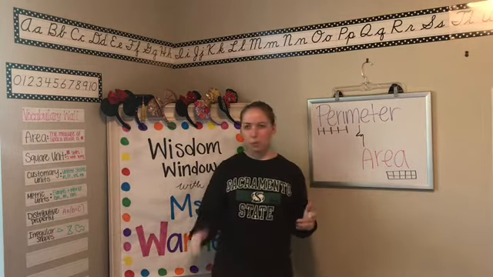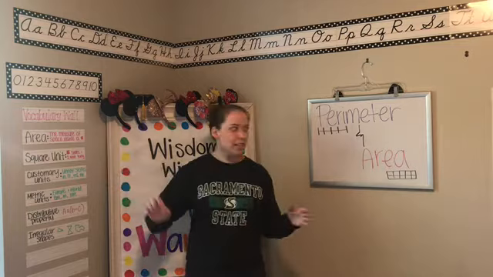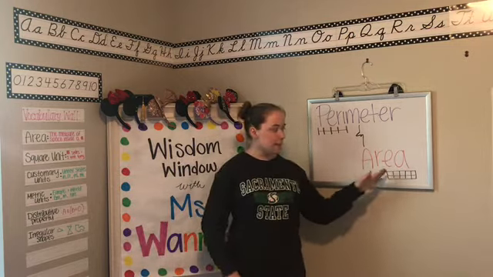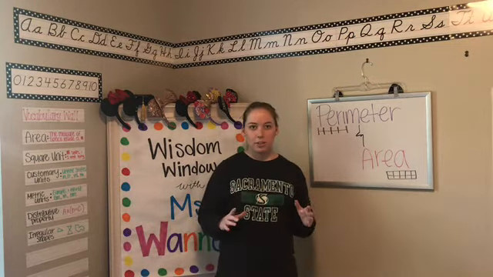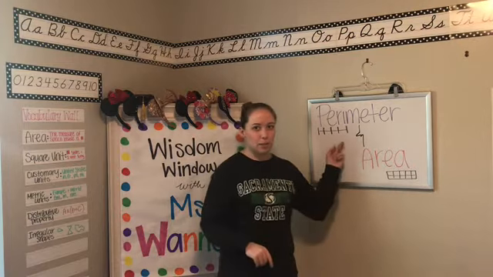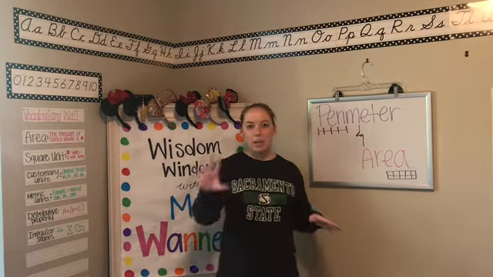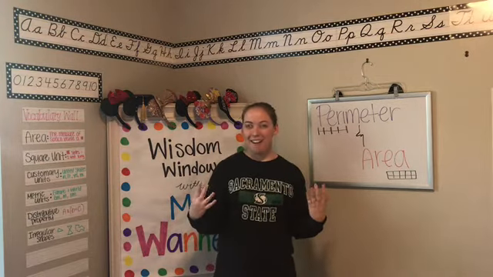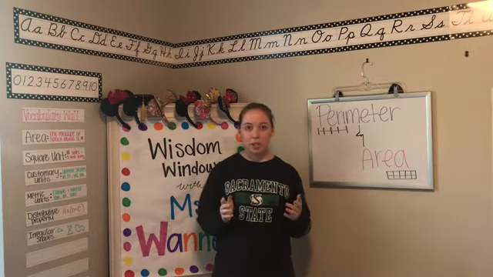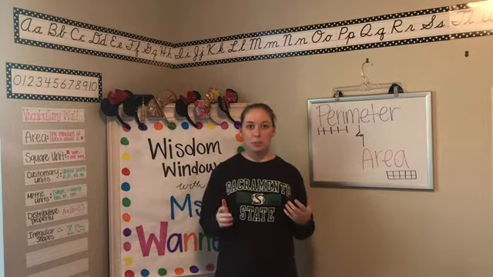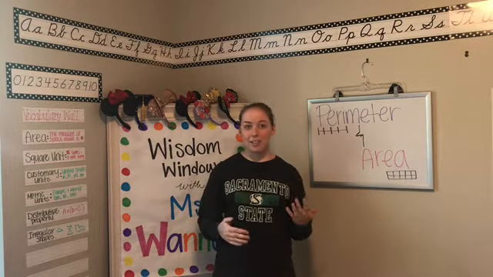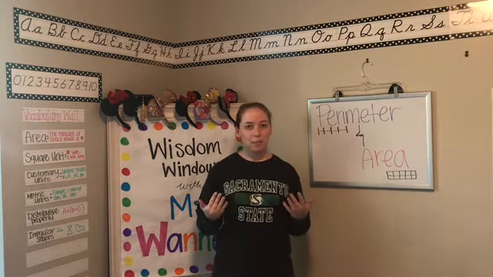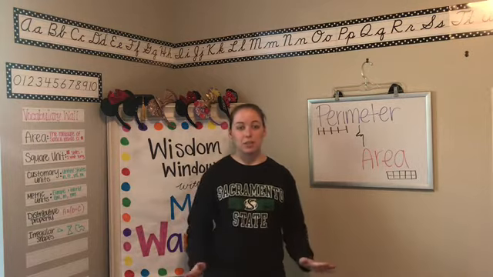And then to refresh your memory on what area is: that's the measure of space inside a shape. So we're not looking at that fence line, that's perimeter. Area is the inside of the shape, all of those square units that make up an area. And then we talked about how area is measured by multiplying our length times our width, or by simply counting all of the square units within the shape.